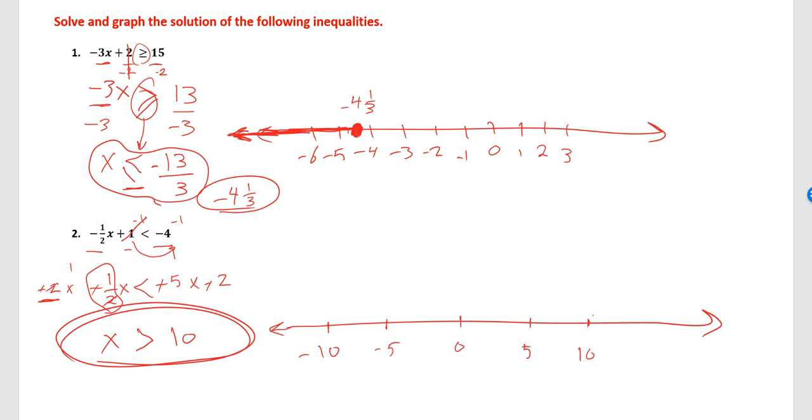So I'm going to go to 10 and draw an open circle because I'm not including 10. Okay. So 10, but then I'm including everything greater than 10. Okay. And this is the graph of this inequality. Okay, this is it for this concept.